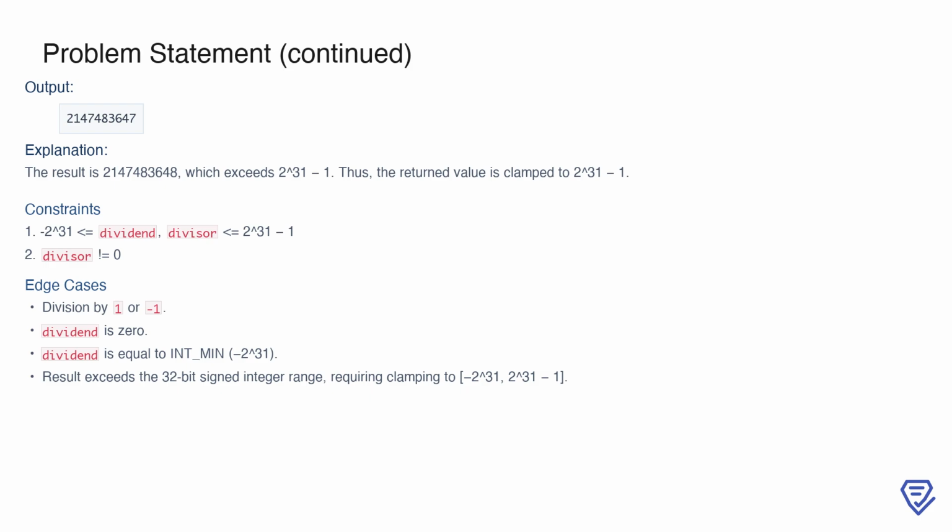As you work through this problem, keep in mind edge cases, such as when the divisor is 1 or minus 1, when the dividend is 0, or when the result exceeds the valid range. These scenarios require careful handling to produce the correct output.